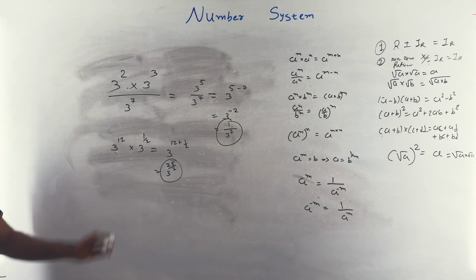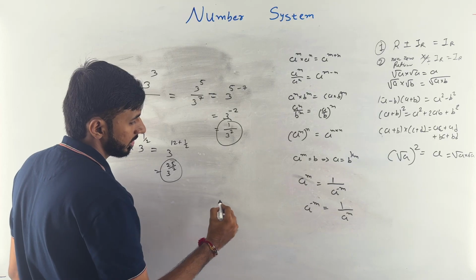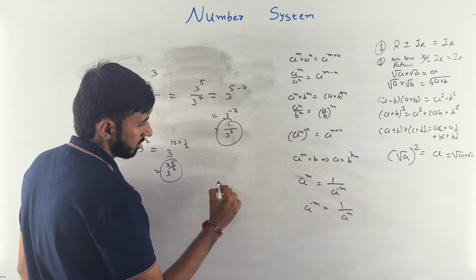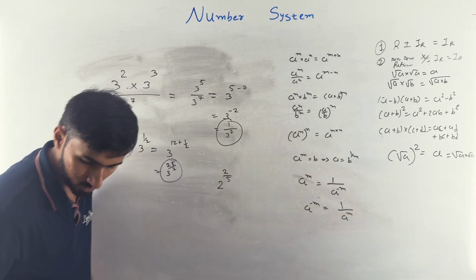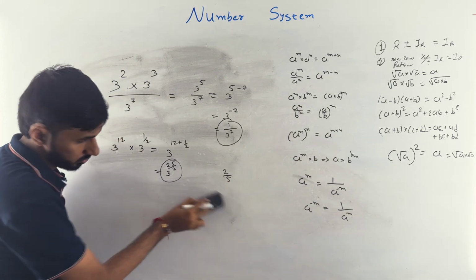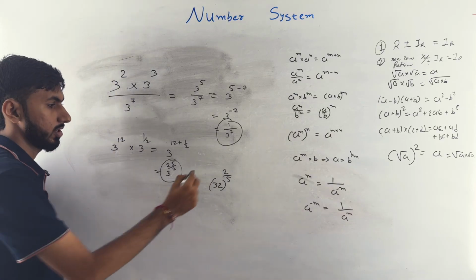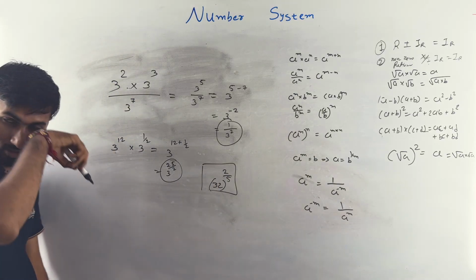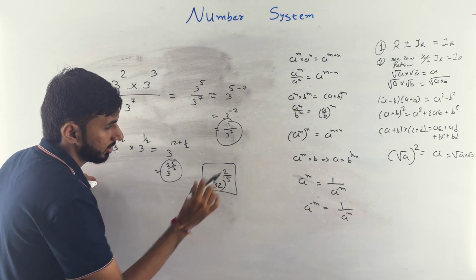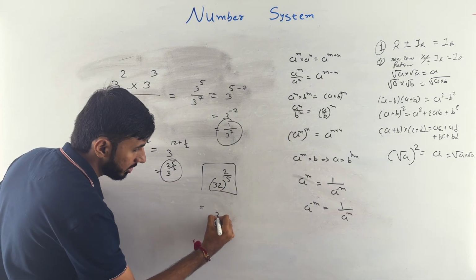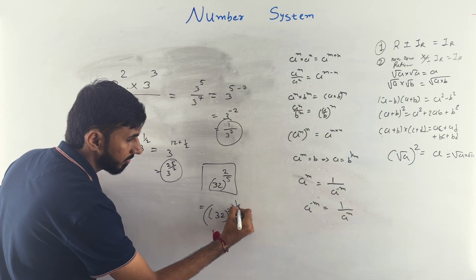Now again, if you want to simplify a question like 32 power 2 by 5, I want to find the value of this. So what I will do is, if I expand it, I can write it as 32 power 2, again power 1 by 5.